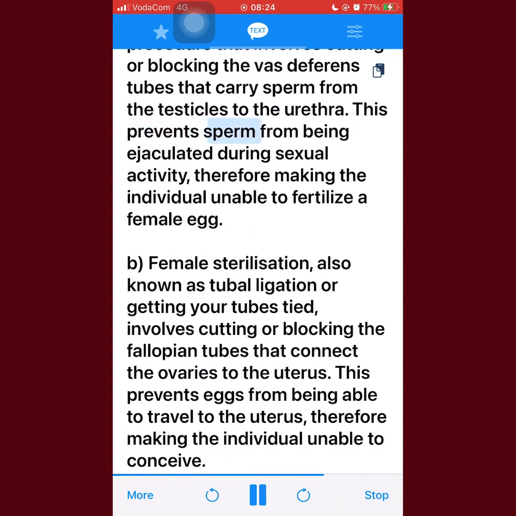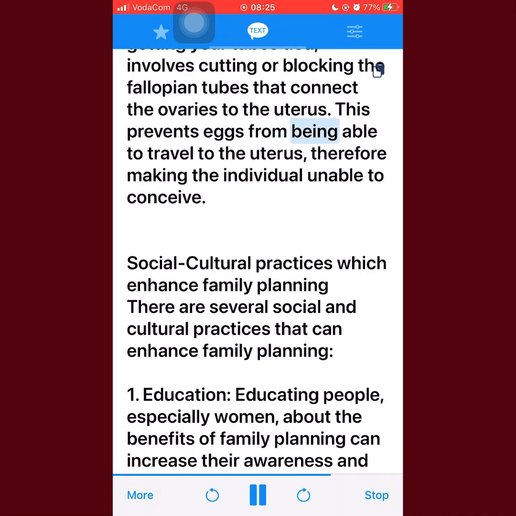This prevents sperm from being ejaculated during sexual activity, therefore making the individual unable to fertilize a female egg. B. Female sterilization, also known as tubal ligation or getting your tubes tied, involves cutting or blocking the fallopian tubes that connect the ovaries to the uterus. This prevents eggs from being able to travel to the uterus, therefore making the individual unable to conceive.